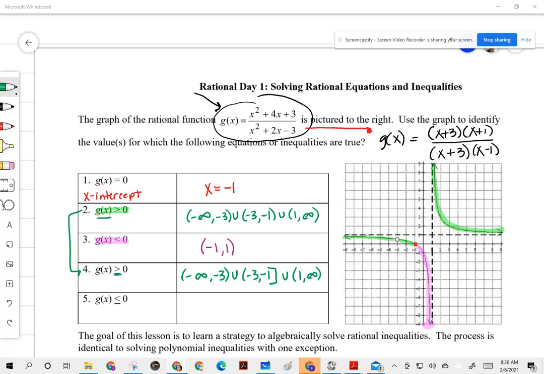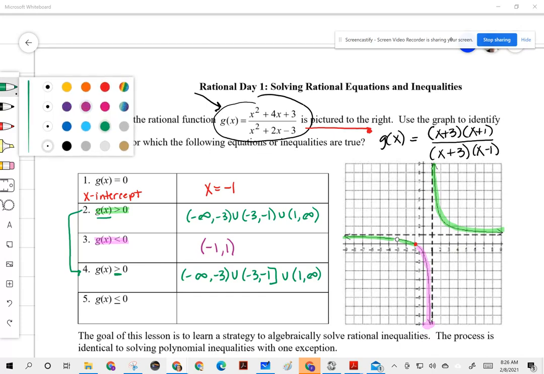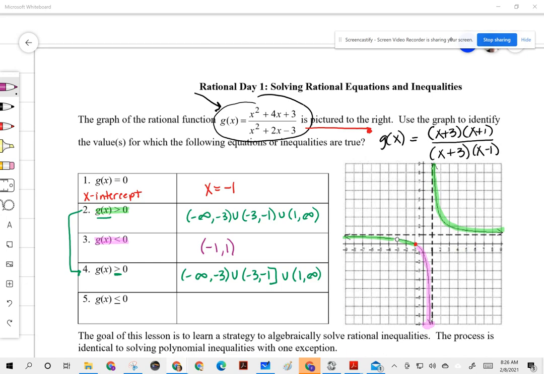And now we're going to take a look at number 5. Numbers 3 and 5 are very similar, just now we're going to include 0. So let's take a look at this. Where is the function less than or equal to 0? We're going to include the point -1, but we cannot include +1 because that is a vertical asymptote and we are not going to be able to touch that.